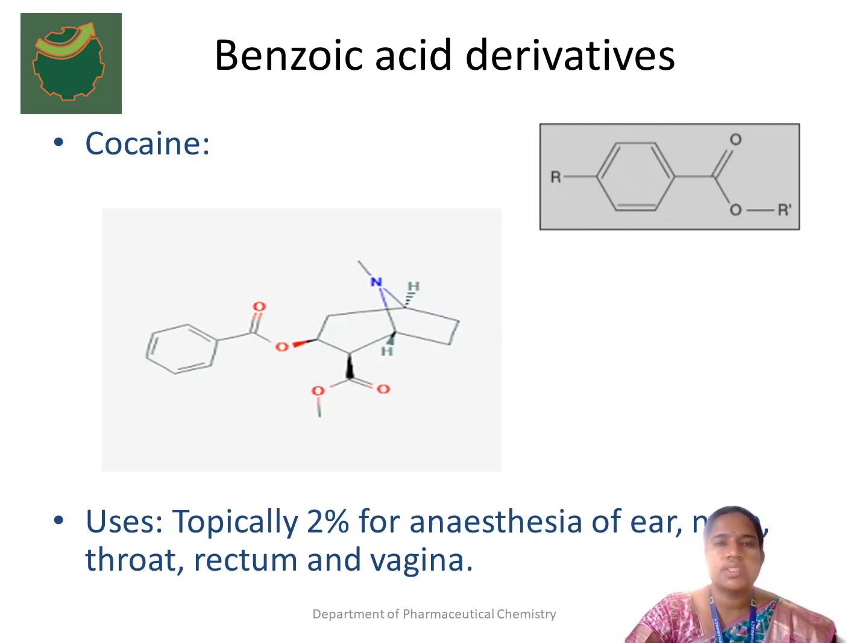So this is cocaine. When it is taken in 2% concentration, it is applied topically, you can apply it to the ear, nose, throat, rectum and vagina. Okay. If there is an infection or a pain in the ear, nose, throat, rectum and vagina, only a 2% concentration is used. So 2% of cocaine can be applied topically on the skin only, not internally. It is used only topically. Okay. So this is about cocaine.